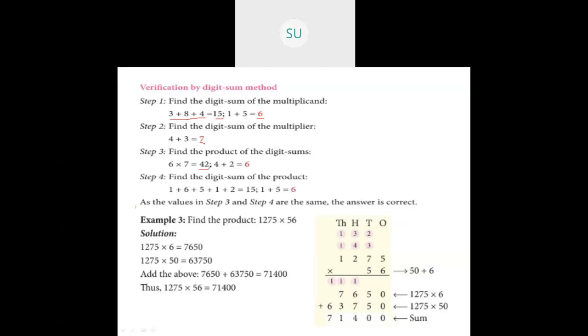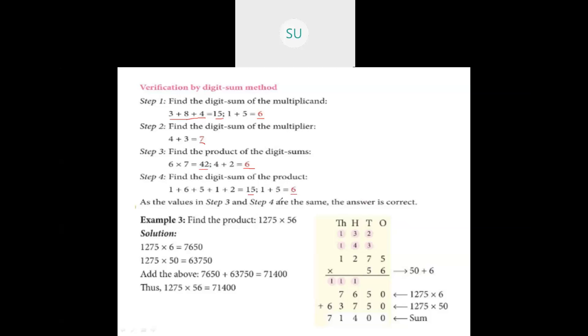Now once we do this, if the number is a 2 digit number, then we'll find the digit sum of that product also. So 4 plus 2 is 6. Now we got 6 here. So the product of the digit sums is 6. Now find the digit sum of the product. There the product was 16,512. So we do 1 plus 6 plus 5 plus 1 plus 2, and I will get 15. And then again, 1 plus 5 is 6.